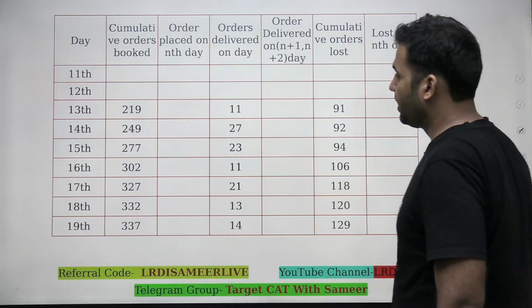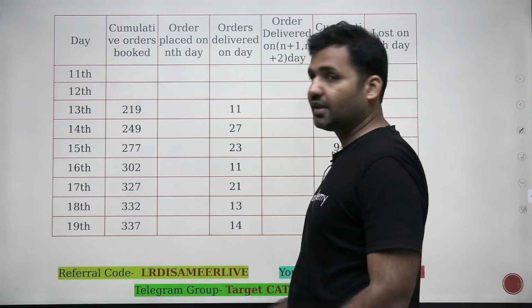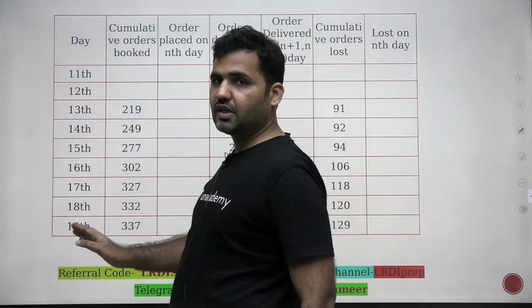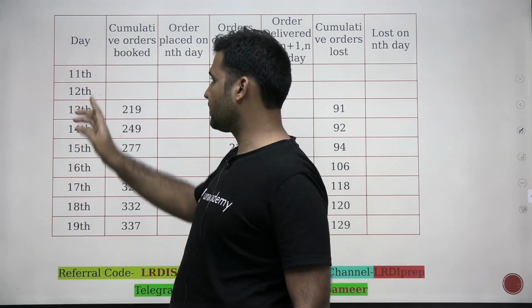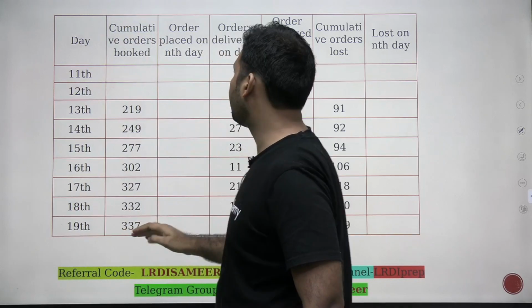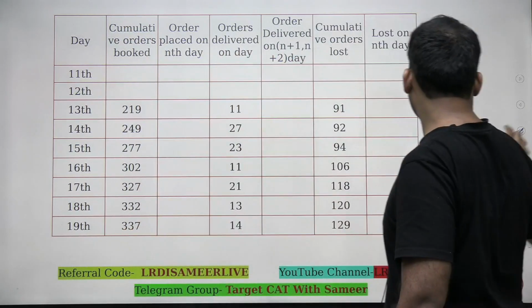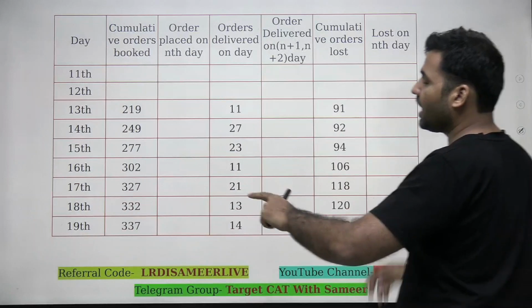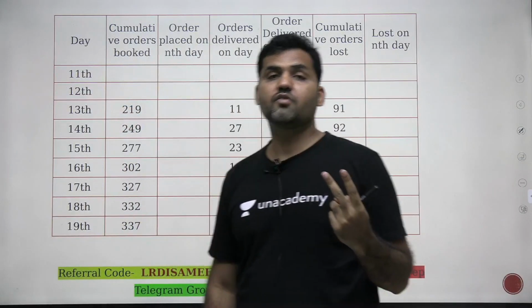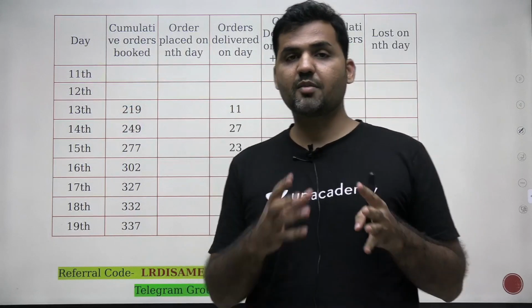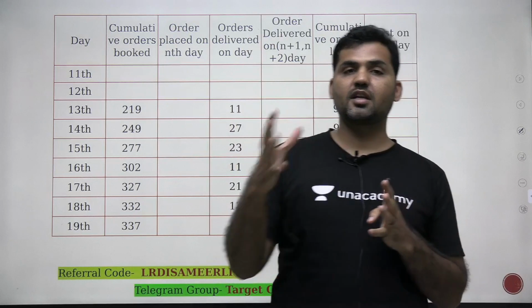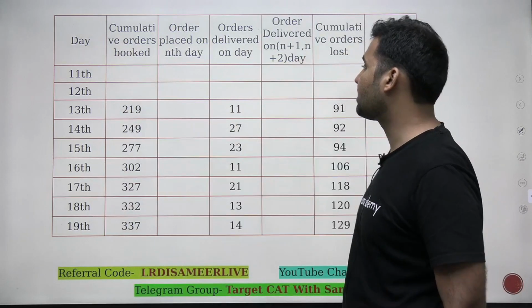Now this is the table that you have to make to solve the whole set. Write down the name of the day, right? The date of the days, right? And then cumulative order booked as per the given table, right? These are the values that I have taken from this table as it is. I'm just adding 2 more days here, 11th and 12th, because I have an information regarding 11th and 12th, how many orders placed on 11th are taking 2 days, how many orders placed on 12th are taking 2 days. So you need to make this column.